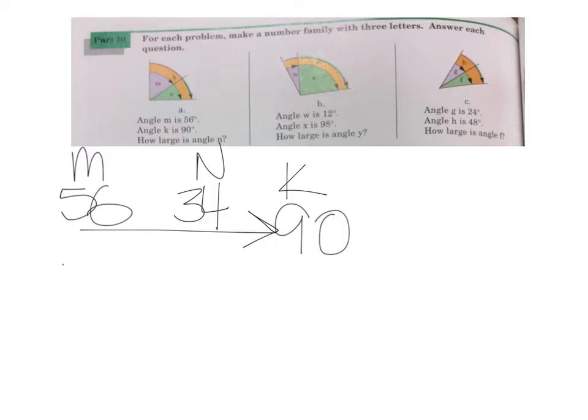For B, you should have 110, and for C, you should have 24. All right, so go ahead and double check your answers. Go back and rework any problems that you need to make corrections on. So pause the video and then come back for part 11.